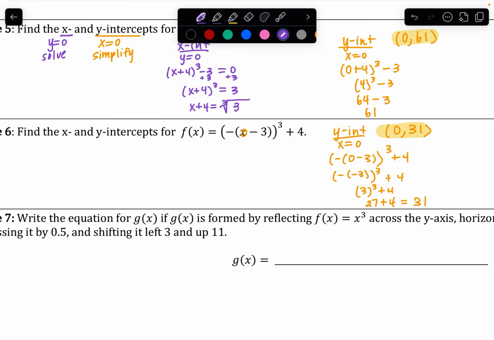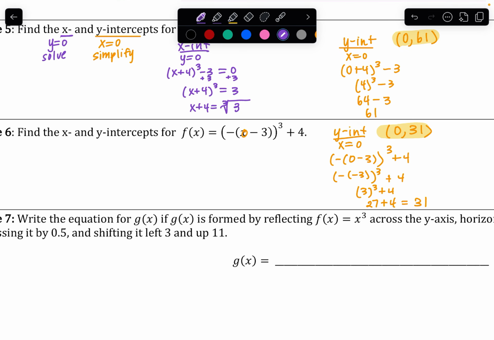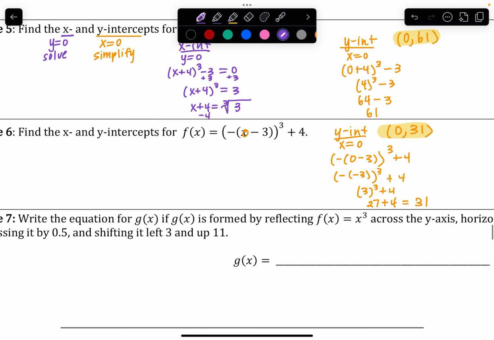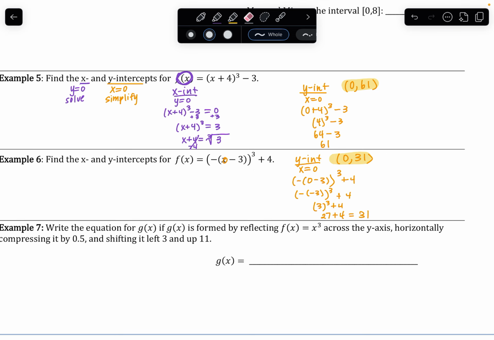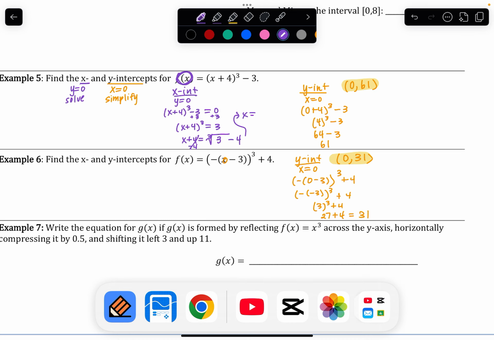So just be careful, it's not the same as square root. And so we have to figure out the cube root of 3, which we'll use our calculator for. And then last step would be to subtract 4. Okay, and so if you don't have a calculator, you would just leave your answer as cube root of 3 minus 4.